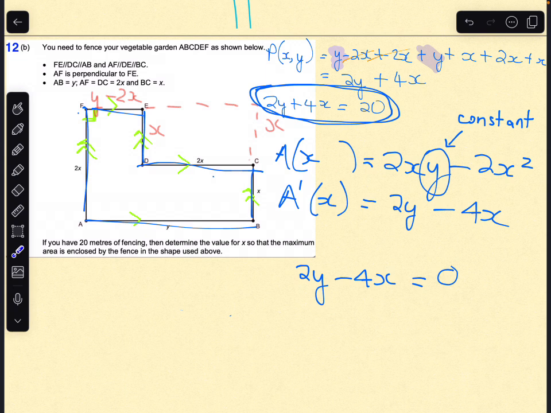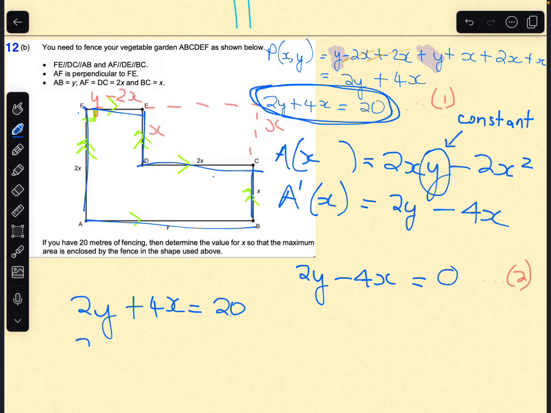Okay, so then we have equation number 1. We know that our fencing, the perimeter, must add up to 20. And then we have equation number 2, which is the x value that optimizes the area of the vegetable garden if we fix y, if we say y is a fixed value. Right, so let's just solve this system of simultaneous equations. Okay, that 2 is looking very sketchy.